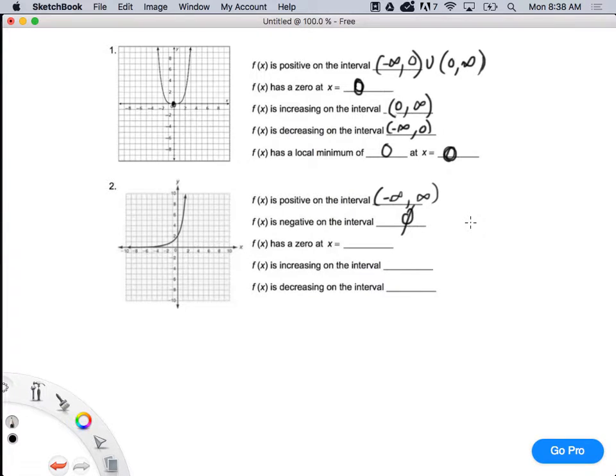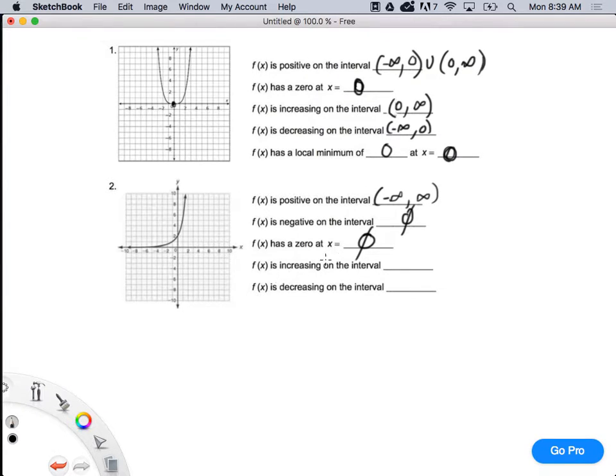So f of x is negative on the interval, and what I'll do right there is that. Does anyone know what that is a symbol for in math language? No solution or empty set. Okay? Remember, we have set notation. If I'm saying empty set, it basically says there's no solution. You could just write no solution, right? That's fine with me. F of x has a 0 at x equals what? Is there ever a 0? No. So again, empty set.